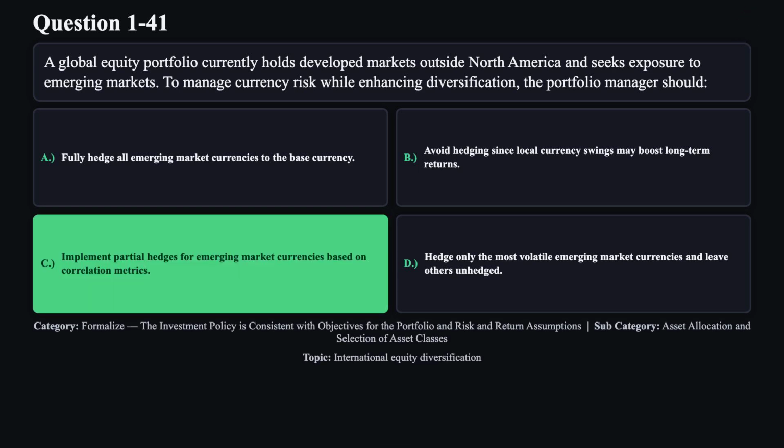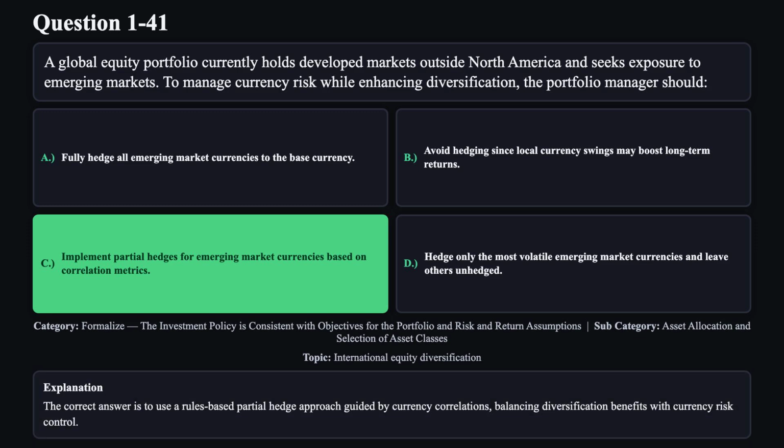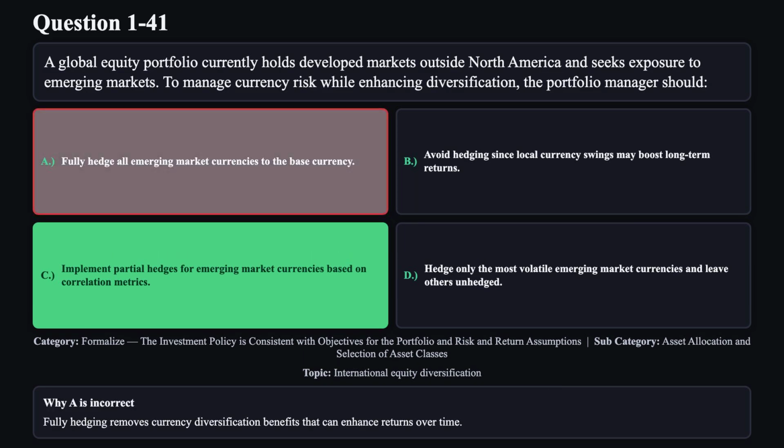The correct answer is C. The correct answer is to use a rules-based partial hedge approach guided by currency correlations, balancing diversification benefits with currency risk control. Reason A is not correct. Fully hedging removes currency diversification benefits that can enhance returns over time.